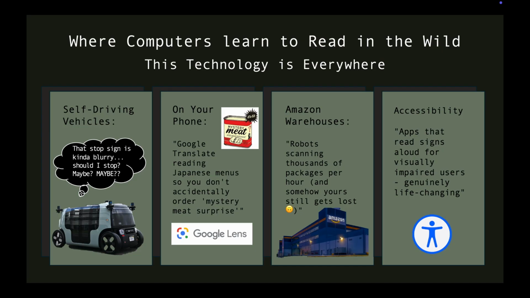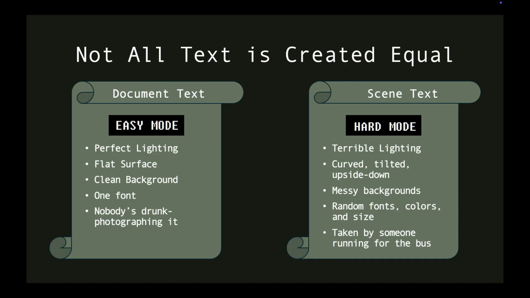Okay, so why does this matter? Why should you care about OCR accuracy? Well, self-driving cars need to read stop signs in real time. Amazon warehouses also use this to scan thousands of packages per hour. And accessibility apps that read signs allow visually impaired users to navigate. This is generally life-changing technology when it works.